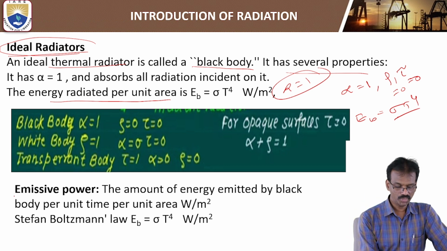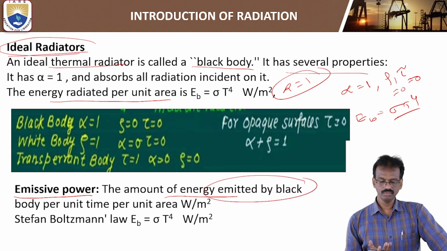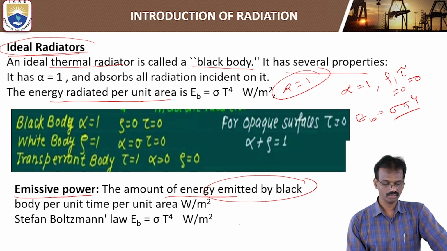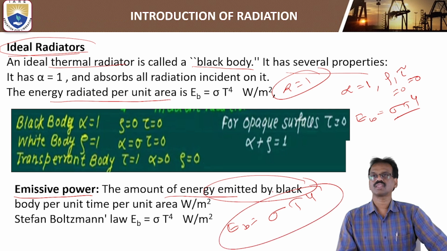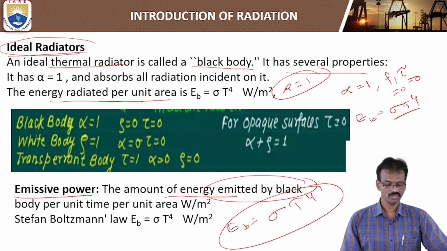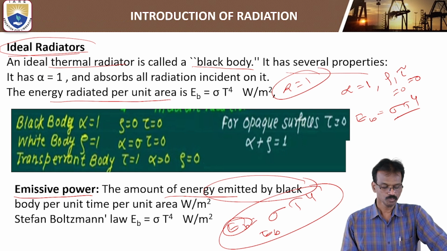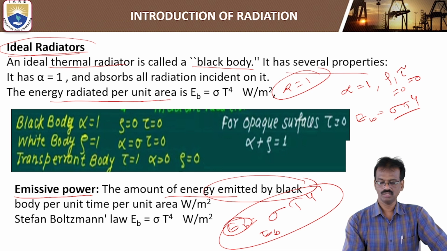Okay, so that is called emissive power, the amount of energy emitted by a black body per unit time per unit area, so E_b is equal to sigma T to the power of 4. That is the overall energy emitted by a black body. Emissive power E_b is nothing but the emissive power; it absorbs perfectly and emits energy perfectly. According to Stefan-Boltzmann, as you already saw in the first unit, E_b is equal to sigma T to the power of 4.